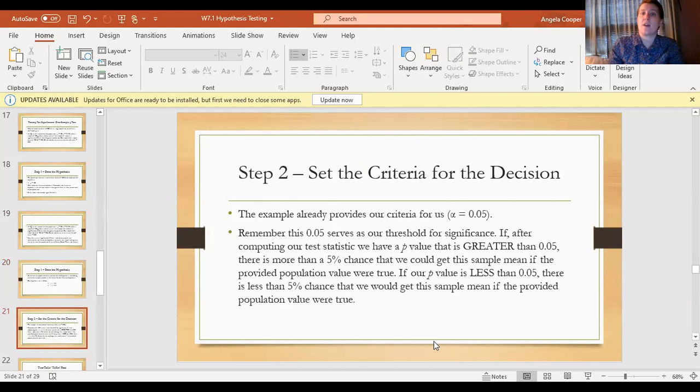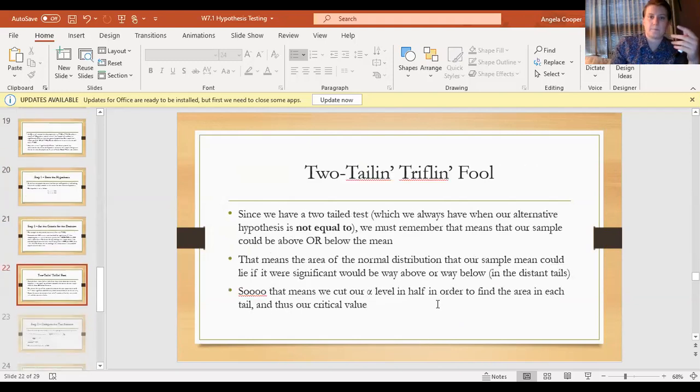Step 2, setting the criteria. We already know that our level of significance is set at 0.05 or 5%. Keep in mind that this 0.05 is in regards to the p-value when we calculate it. If it's greater than 0.05, we retain the null hypothesis. If it's less than 0.05, we reject the null hypothesis.